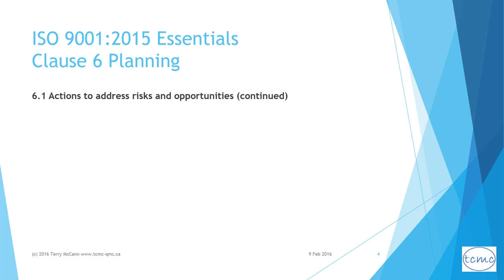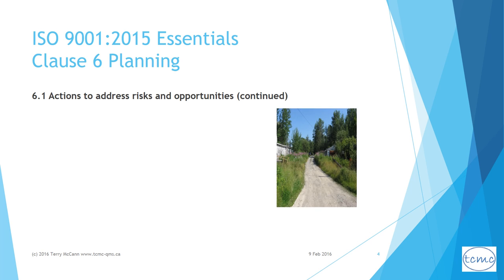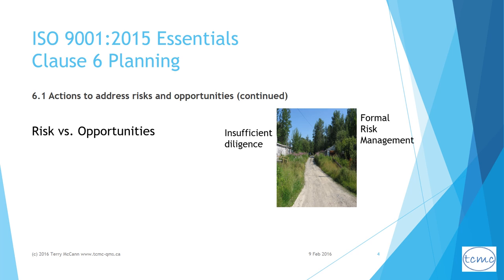By introducing the concept of risk-based thinking into ISO 9001, the technical committee that produced the 2015 revision tried to walk the middle road between an insufficient consideration of risks and benefits on the one hand, and the more formal risk analysis and management required in, say, the medical device or aerospace standards.